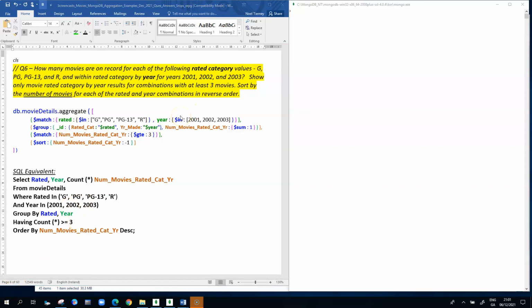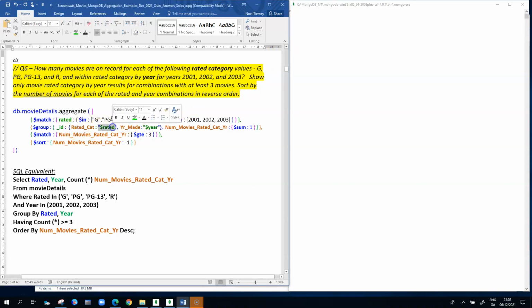This clip is going to take the aggregation framework a bit further, where we're going to group by more than one field. In the previous example, we were just grouping by the rated field. So we were looking for the number of movies for each rated category, and that was the basis of the previous aggregation. This time, though, we wanted to work on certain rated category values, 4 of them that are listed here, and then within the rated category value by year for 3 years, 2001, 2002, and 2003. So we want to group by two fields, from an SQL perspective, 2 columns.